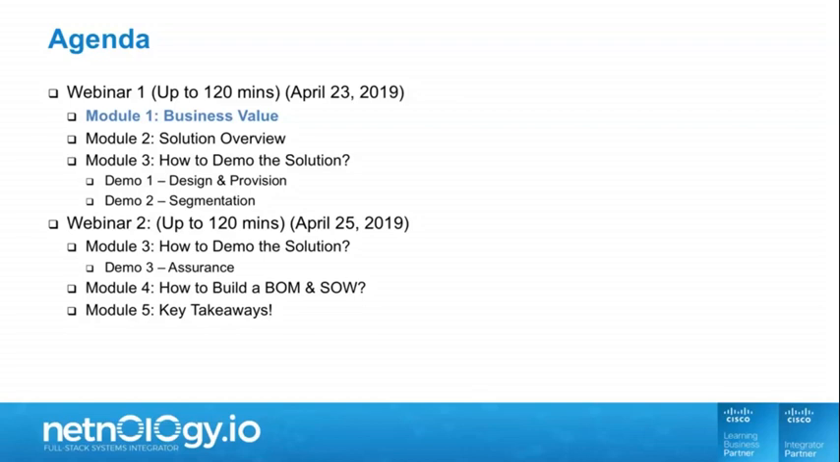Module 3 talks about the three demos we're going to be focusing on: design and provision, segmentation, and assurance. Then in the fourth module, now you have done the demo, this is how you're going to build the BOM, which is more around hardware and software, and then the SOW, which is more around services. And then in the end, we'll close the webinar session with the key takeaways and references.